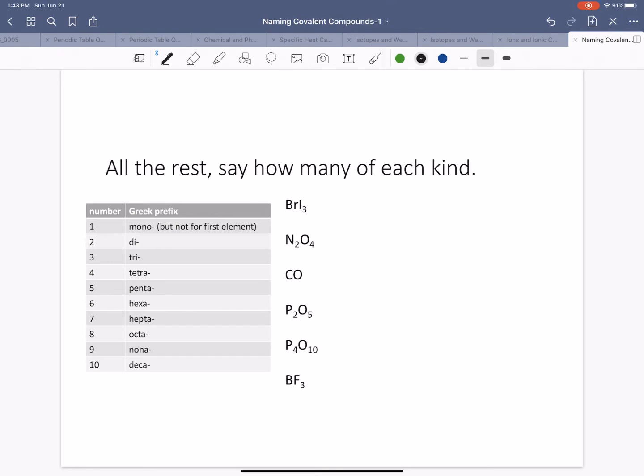So if you recognize that something is a covalent compound and it doesn't have a common name or begin with hydrogen, then we say how many of each kind. And to do that, we use Greek prefixes. So here we have monobromine, and then 3, triiodide. Except if the first element, oops, I spelled that wrong.